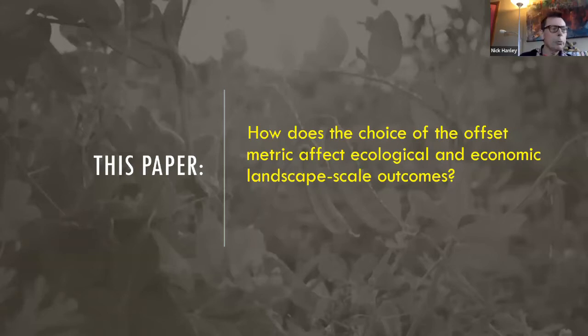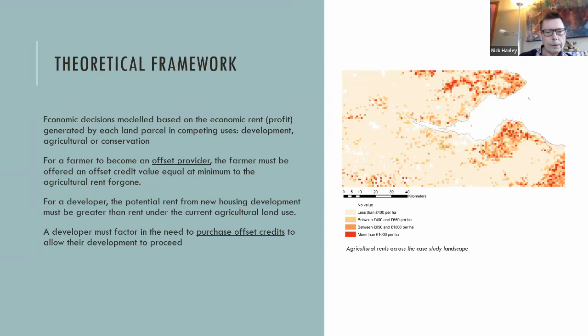And then there's this new paper, which just got accepted in Conservation Biology, I'm happy to say. We're taking our attention back to the metric. We looked at that briefly in the Land Economics paper, but in this paper, it's going to be our main focus. And we're going to ask the question, how does the choice of the offset metric, the currency in which the market runs, affect both ecological outcomes and economic outcomes at the landscape scale? So let's get into this.